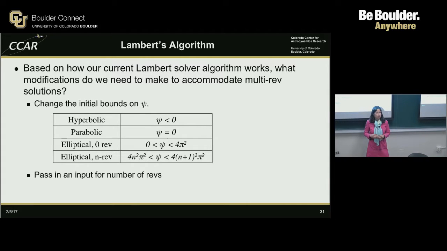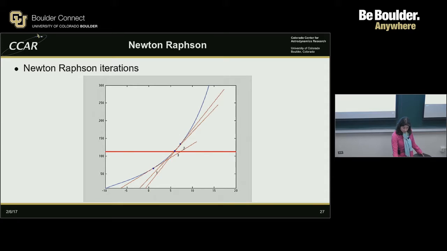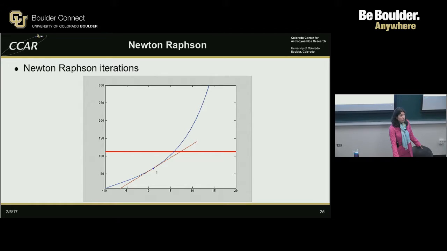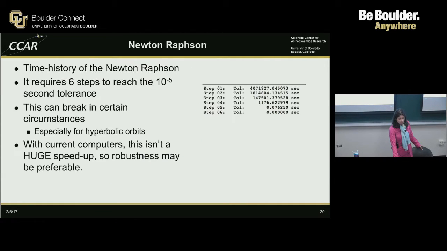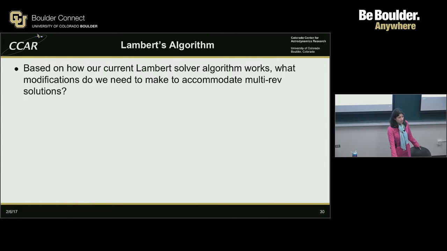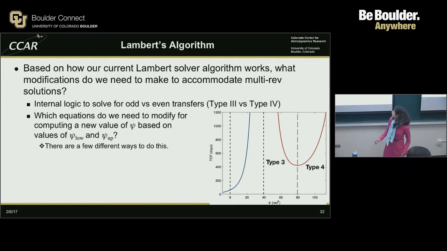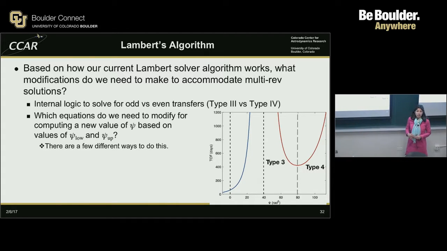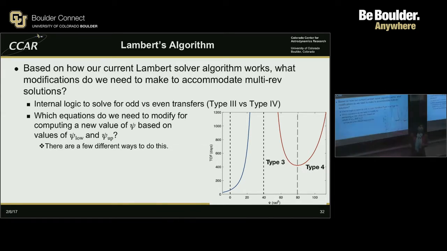Well, let's talk about the curve for the single rev solution. What's the slope of this curve? It's always positive. What about our multi-rev solution? It's negative at the beginning. So you're going to want to put in some internal logic, because obviously that bisection method, taking psi up over psi low, is not going to work for this type 3 transfer. It's going to work on the even side, but not on the odd side.